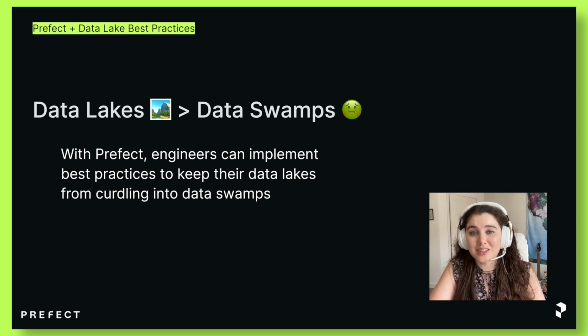Data swamps are dark, dismal lakes that have become disorganized and difficult to navigate. Data swamps occur when data lakes lack proper governance, management, and curation, leading to a scenario where data is hard to find, trust, or even use. There's an absence of data governance, and data is low quality and difficult to retrieve. In the next few slides, we'll go over a few ways that engineers can leverage Prefect to escape entropy and establish best practices.